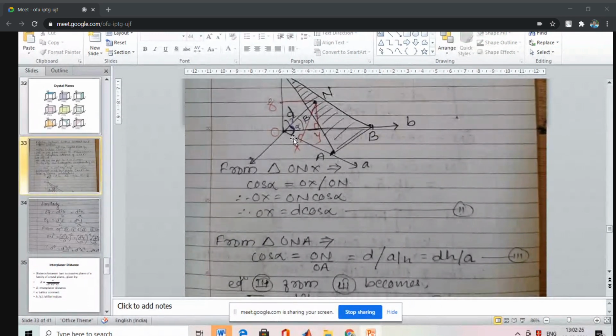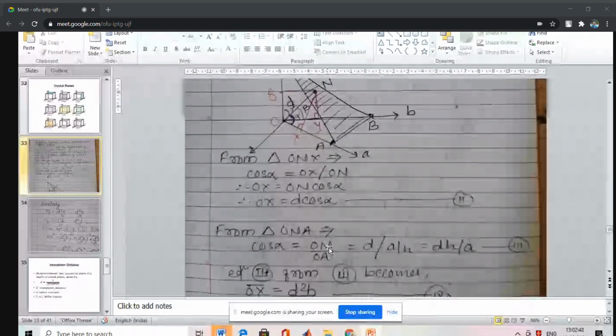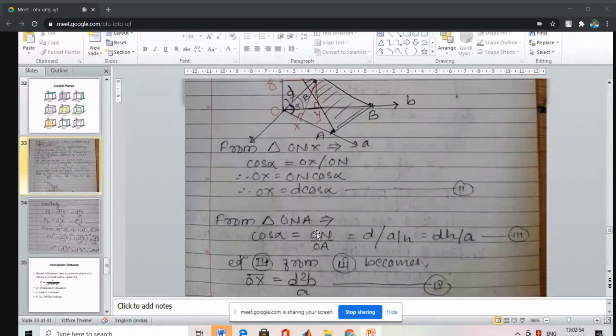Here I have not drawn that because three triangles we have to consider here, so this diagram will become complicated. So I have not drawn that. See, ONA will be a right angle triangle. You can draw one triangle in your diagram. Then from this triangle, cos alpha will become ON upon OA. Okay, ON upon OA. Then ON is again D upon OA.